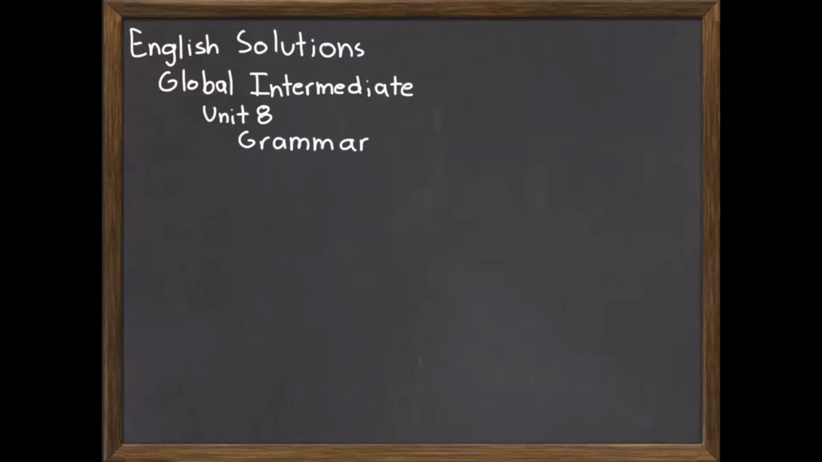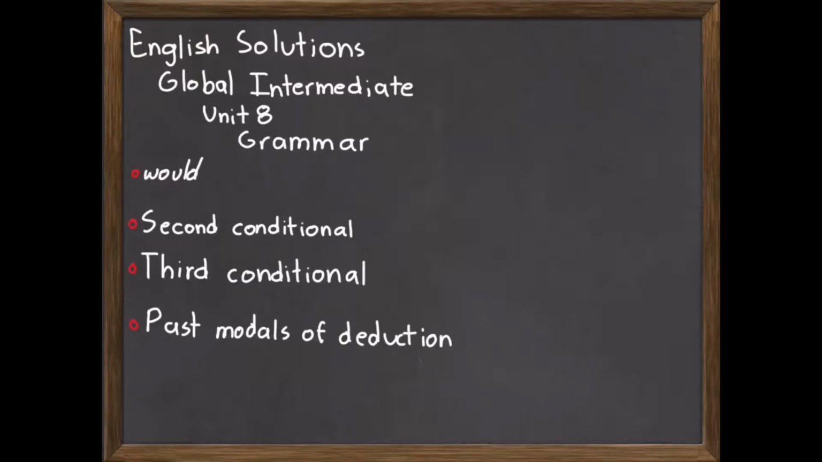Today, we'll be looking at Unit 8 from the Global Intermediate book and the grammar section. We will look at 4 different topics from this grammar section. The first one is how we use would. Then we will look at second and third conditionals. And lastly, we will look at past modals of deduction.